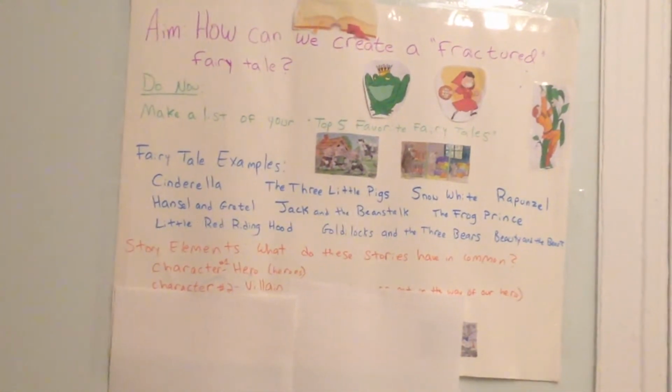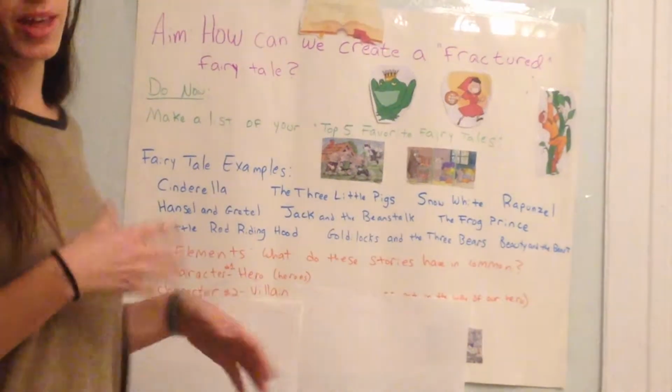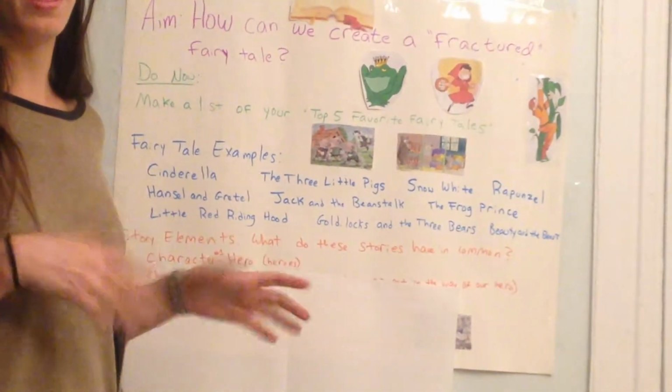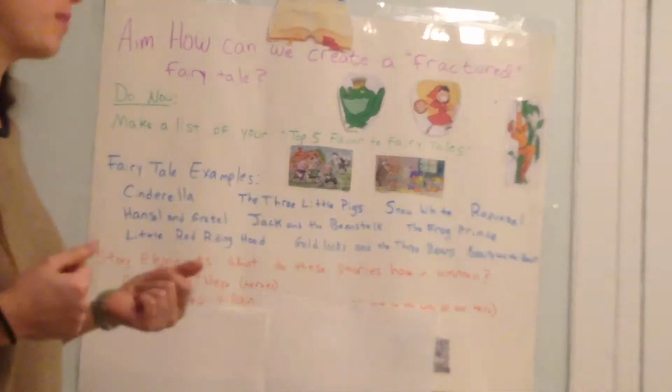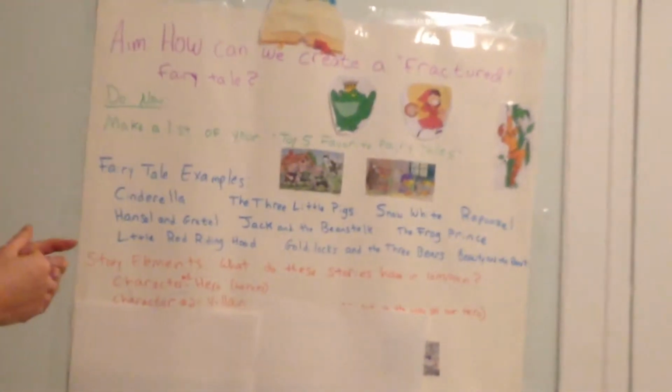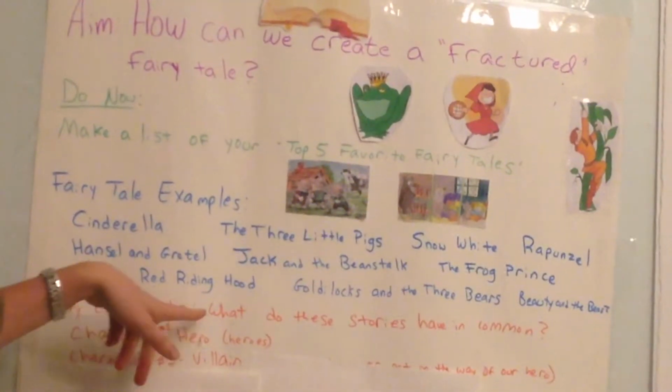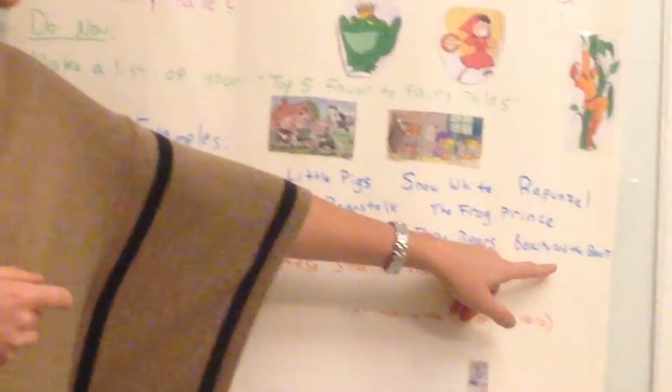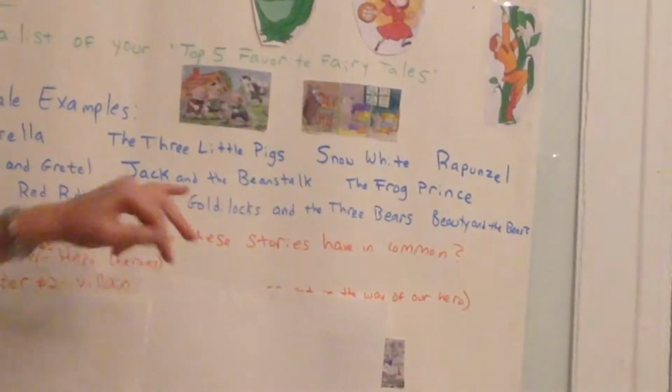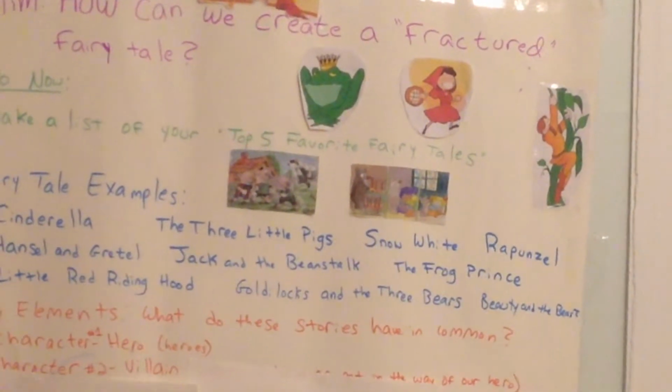By definition, a fairy tale is a children's story that uses magic in its plot and its characters. There's some element of magic in it. So here's some other examples. Little Red Riding Hood, Goldilocks and the 3 Bears, Beauty and the Beast, I said, The Frog Prince, Jack and the Beanstalk. Here's some pictures to look at.